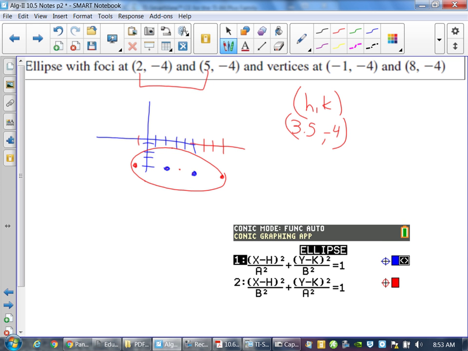We know it's being stretched left and right. That means my distance from center to focus, well, how far away is 3.5 to 5? 1.5. So my c value is 1.5. From center to vertex, well, how far away is 3.5 to 8?